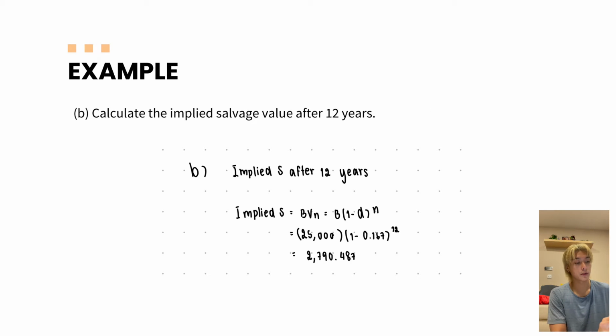And then we have to find the implied S after 12 years. The formula is BVn equals B multiplied by (1 minus D) powered by n, which is equal to 25,000 multiplied by (1 minus 0.167) powered by 12, which gives us the value of 2790.487.